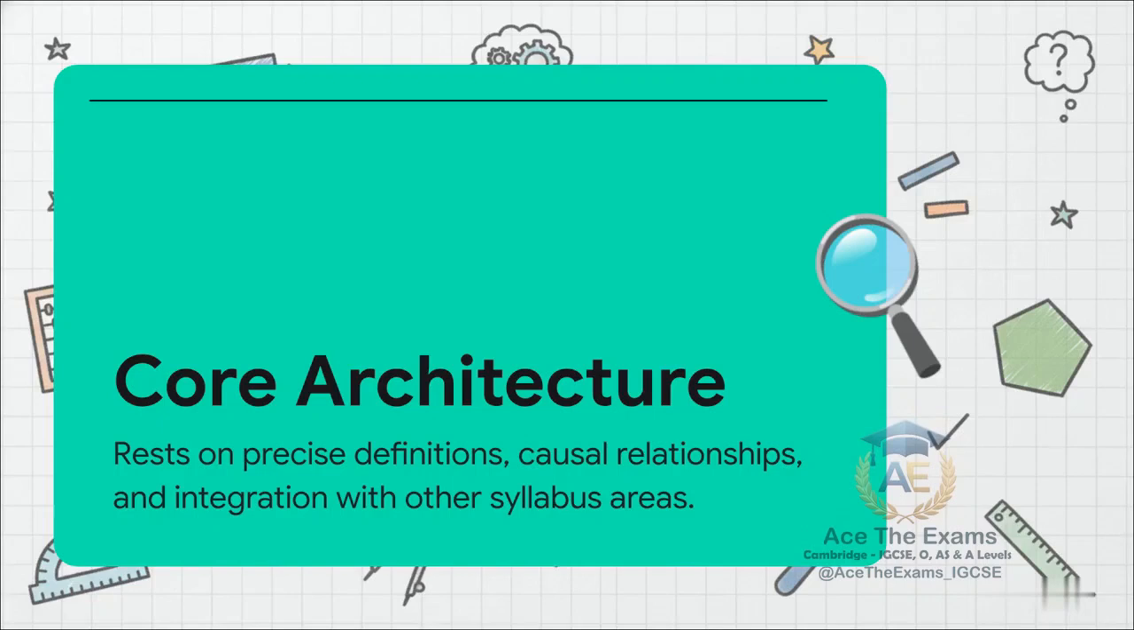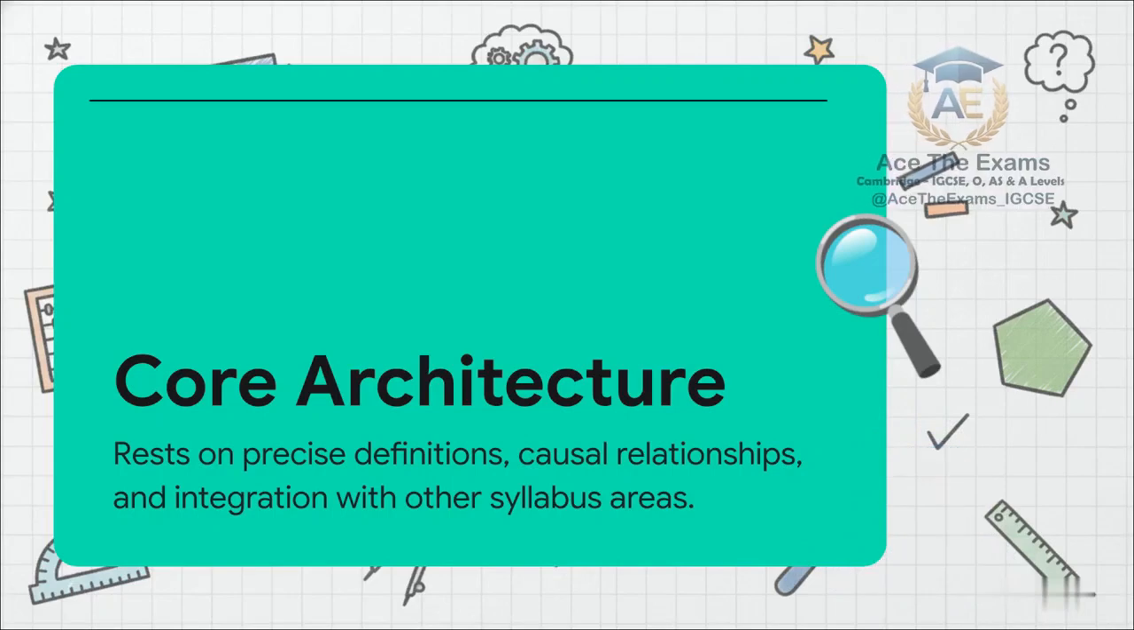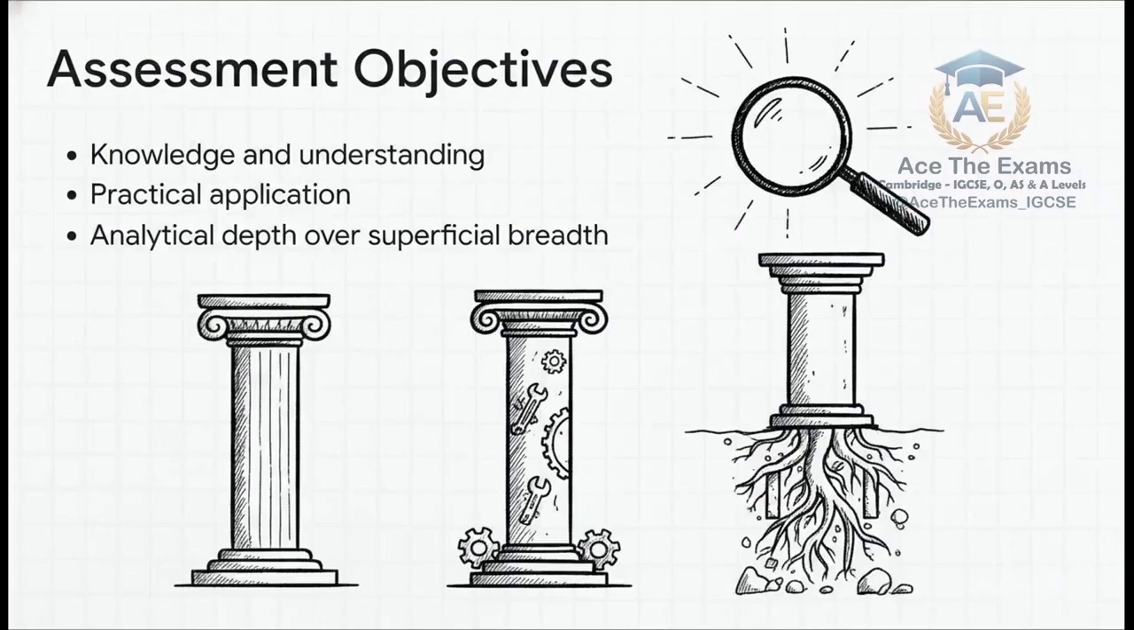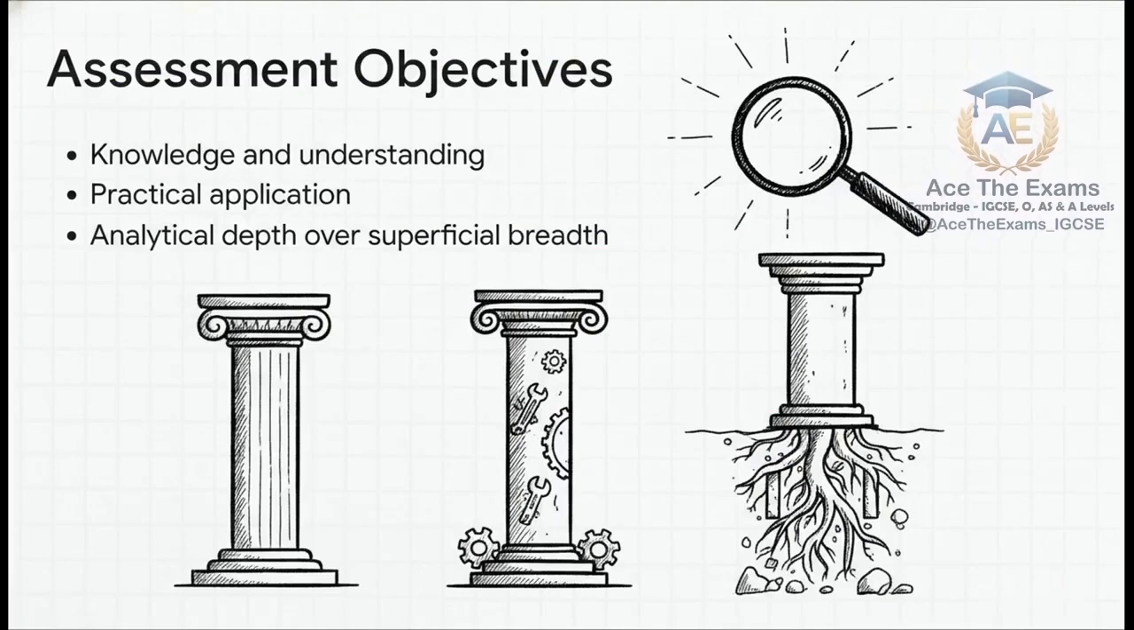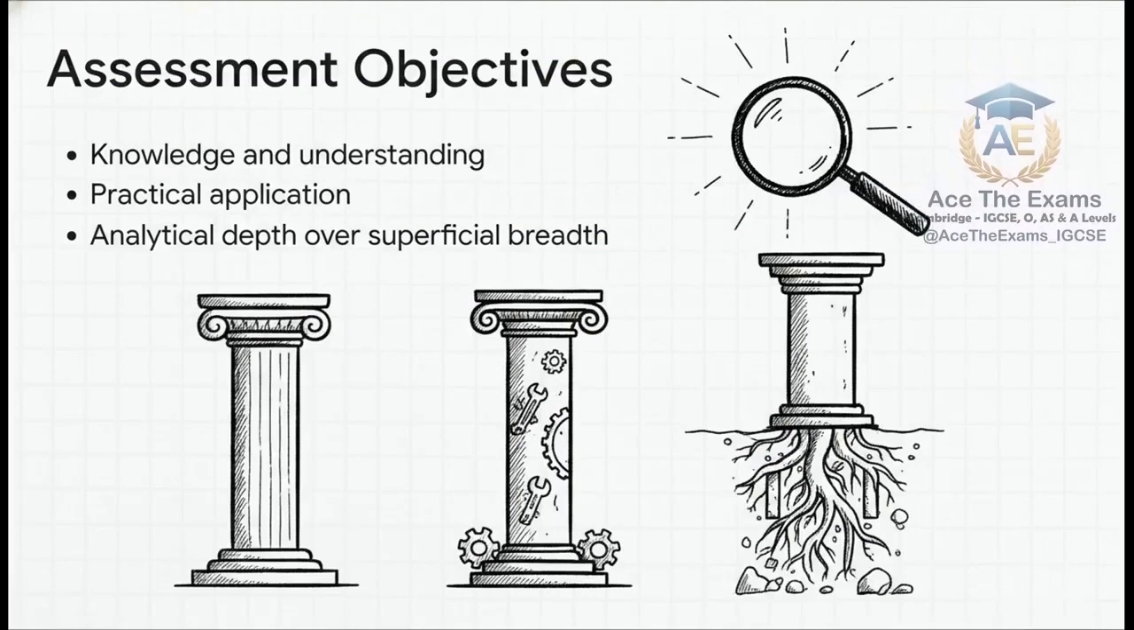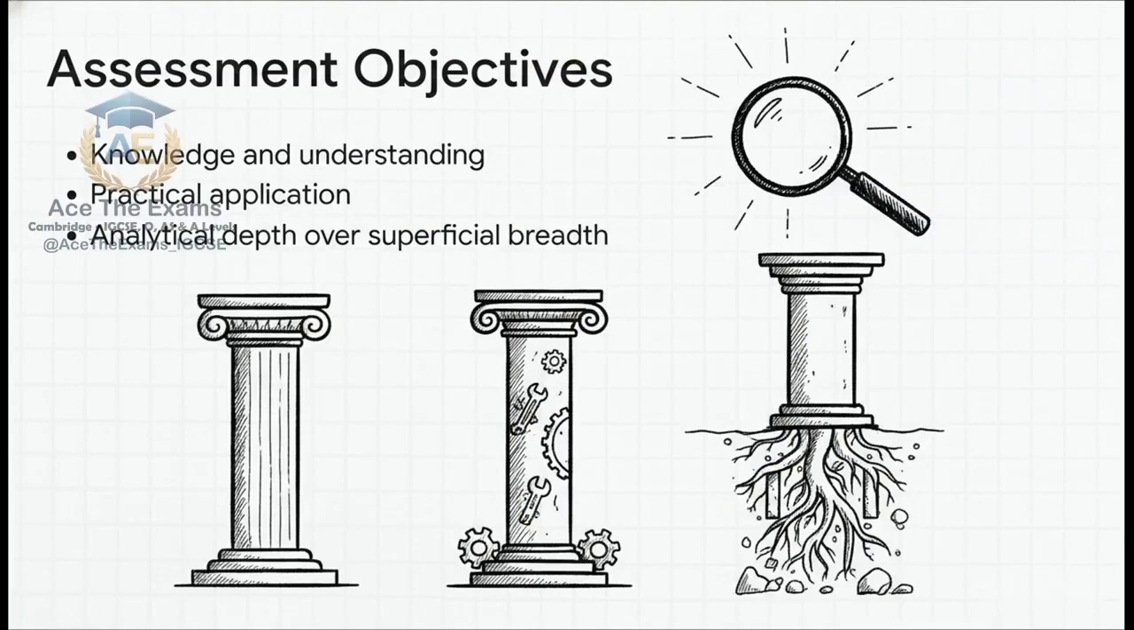It's about seeing the whole board. It's about connecting the trigonometric identity directly to the calculus application that almost always follows in Part B of the question. And this perfectly illustrates the exact assessment objectives, the AOs, that are strictly demanded by Cambridge. These rest on three foundational pillars: knowledge and understanding, practical application, and above all else, analytical depth over superficial breadth.